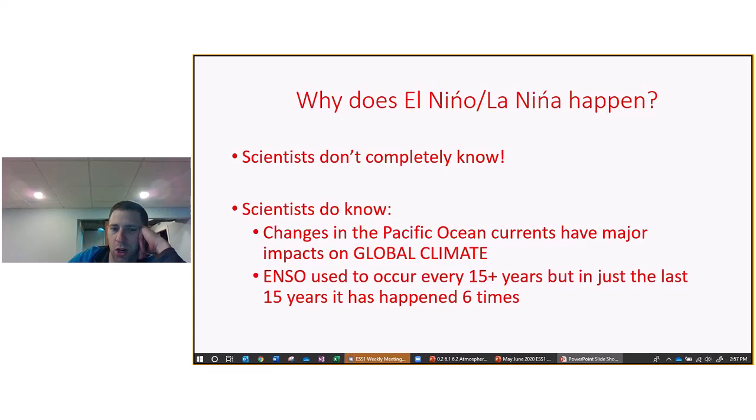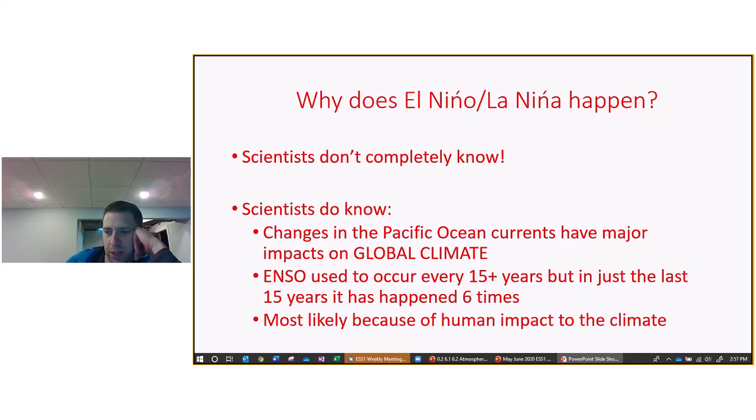What's interesting though is that they used to occur every 15 years, roughly, but in the last 15 years, it's actually happened 6 different times, and it is probably because of climate change. But again, this is one of the least understood aspects of climate. We don't totally know what causes El Nino to happen, but the fact that it's happening more and more leads us to believe that it's probably because of climate change. Any questions about that?